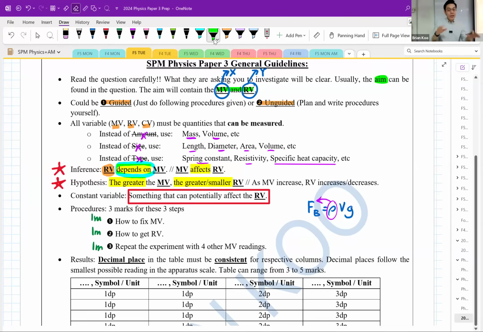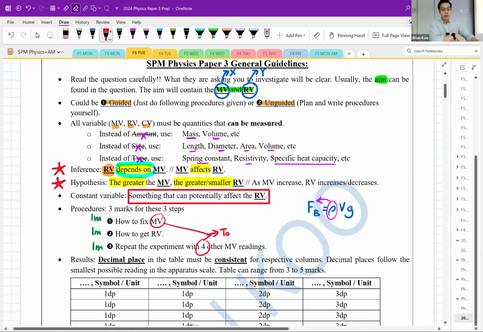Okay, back to here. So just make sure that as you write your procedures, if it's unguided, you have these 3 things. How to fix your manipulated variable, how to fix your depth, for example. How to get your responding variable, how to get your buoyant force, please explain. And then repeat your experiment with 4 other manipulated variable readings. So in total, you will have 1 and 4.